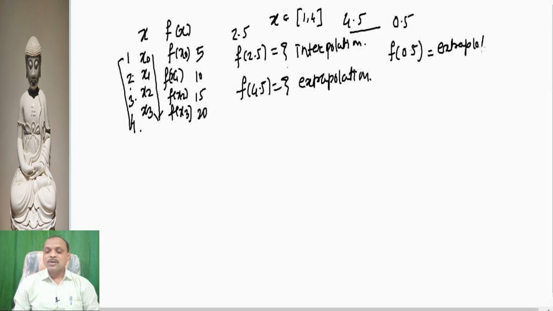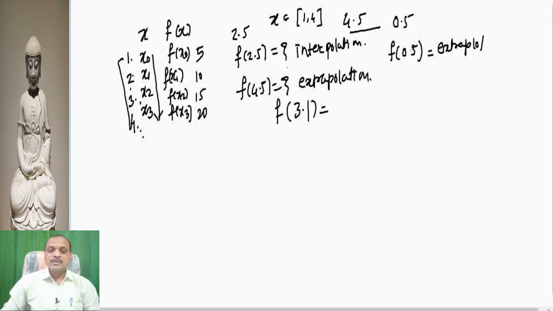And for all values lying between 1 and 4, sometimes it is asked to find, say, 3.1. So 3.1 lies between 3 and 4 of the independent variable, so finding this value is called interpolation. So this is the concept of interpolation and extrapolation.